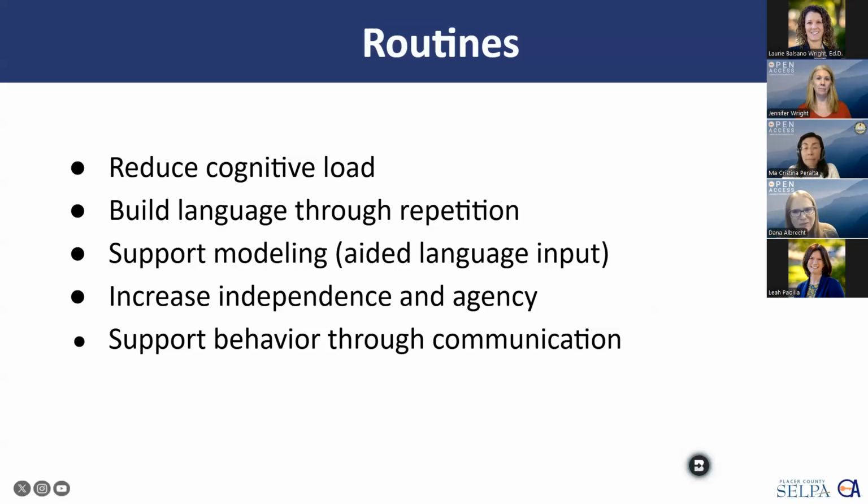Or at home, bedtime routines. So lots of different ways that routines happen throughout our day. It's not just the schedule that we have displayed on the front of the classroom wall.